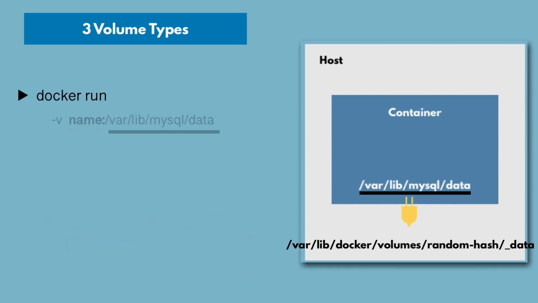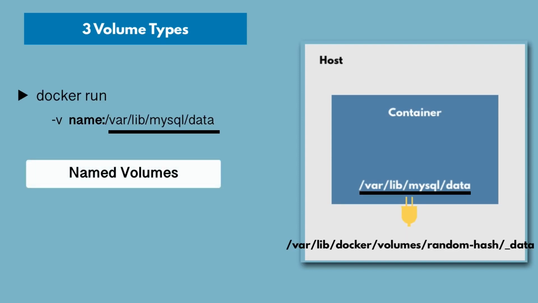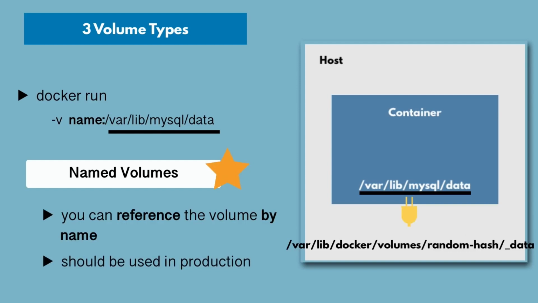And the third volume type is actually an improvement of the anonymous volumes, and it specifies the name of the folder on the host file system. And the name is up to you. It's just to reference the directory. And that type of volume is called a named volume. So in this case, compared to anonymous volumes, you can actually reference that volume just by name, so you don't have to know exactly the path. From these 3 types, the most used one, and the one that you should be using in production, is the named volumes, because there are additional benefits to letting Docker actually manage those volume directories on the host.